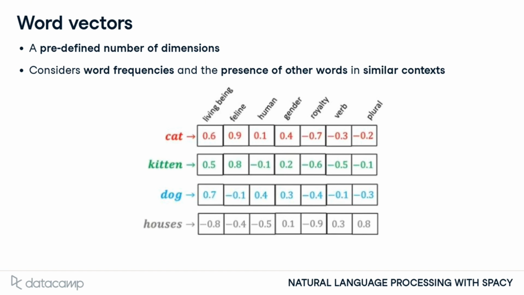Statistical and machine learning models take into account word frequencies in a corpus and the presence of other words in similar contexts. A computer can then use this information to understand the similarity of words numerically by using vectors. For example, the table shows 7-dimensional word vectors that can help distinguish animals from houses or cats from dogs by capturing different aspects of these words from their surrounding context in a large corpus of text.